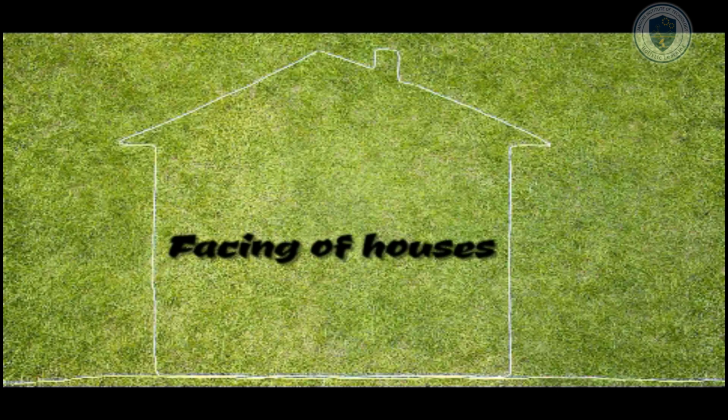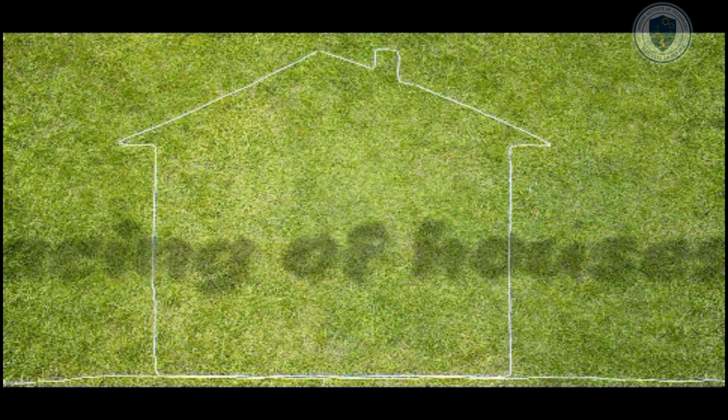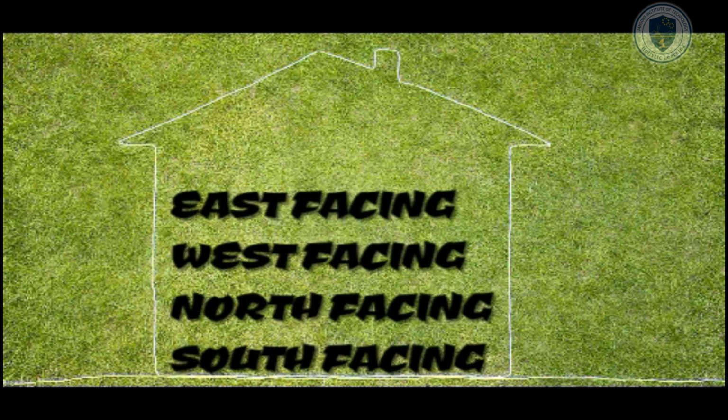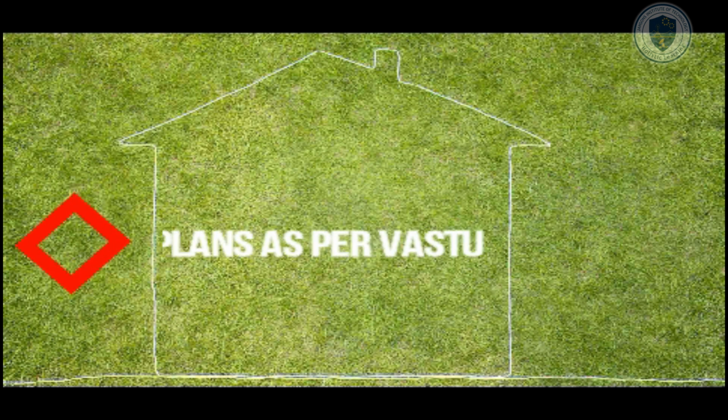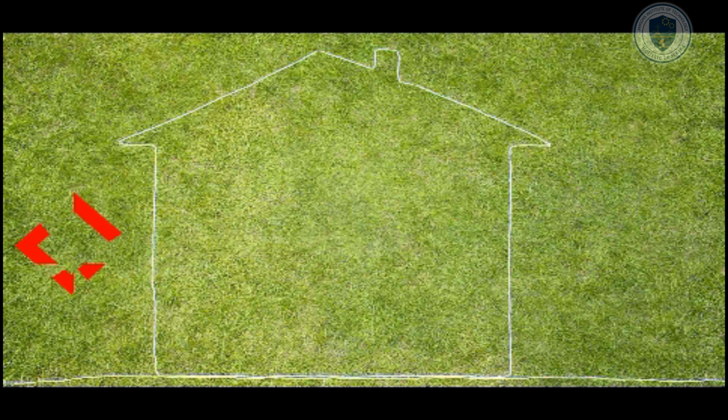The Vastu tips may vary with the facing of the house. There are four directions of house or building facings: east facing house, west facing house, north facing house, south facing house. Drawing plans as per Vastu. Let us see the east facing plan.